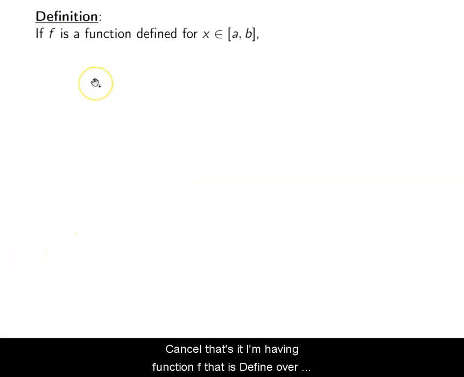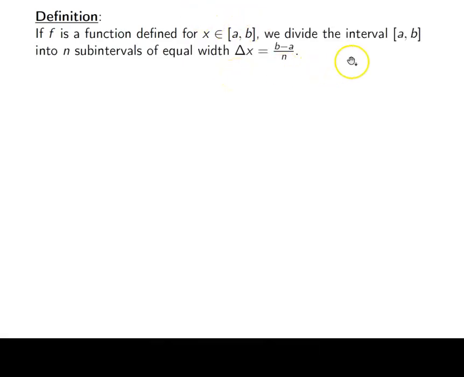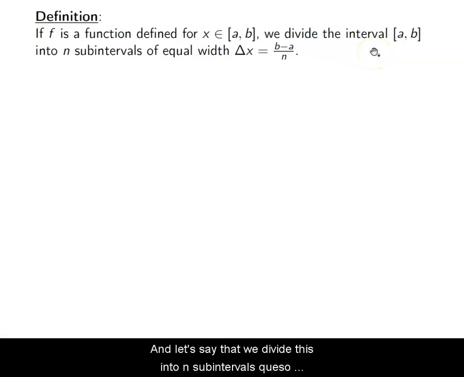Okay, so let's say that we have a function f that is defined over an interval from a to b, including the endpoints of this interval. And let's say that we divide this interval into n subintervals. Again, this should be reminiscent of us dividing this space into n rectangles, right? So we're dividing the length from a to b into n equal parts. Each of those parts has a length of delta x, which is b minus a, divided by n.